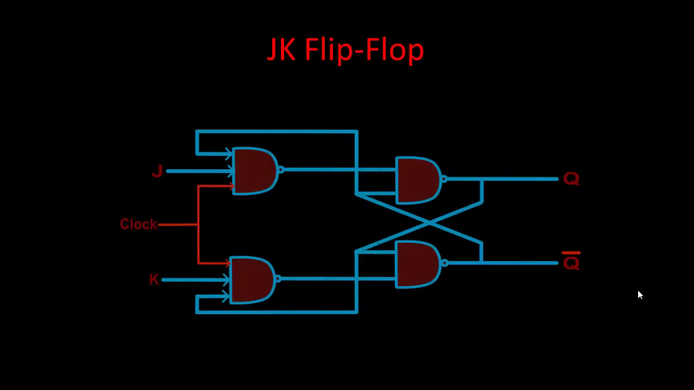Now let us see the JK flip-flop. So this is the logic diagram of a JK flip-flop. It is almost similar to SR, the only difference is that the feedback is also given to the first two NAND gates where we are applying the inputs. So that is the difference. The feedback Q and Q bar are also applied to the output NAND gates as well as the input NAND gates. So let us study this.